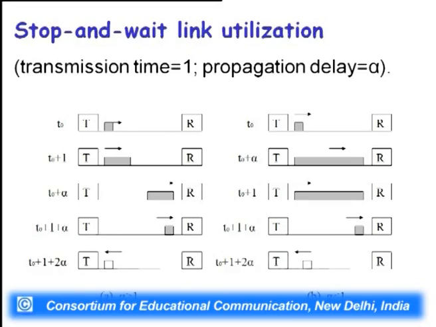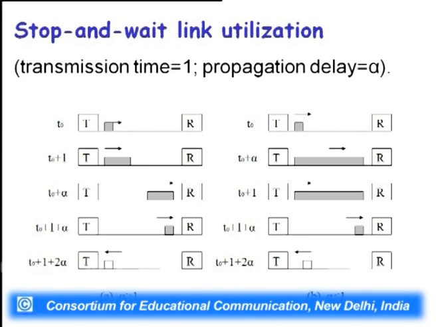So, if you have a frame consisting of 100 bits, how much time does it take to put all 100 bits on the transmission medium? That is my transmission time. So, the transmission time of a frame is considered to be 1, and alpha is the propagation delay. There are two situations. Situation A, the transmission time is larger than the propagation delay, and situation B, the propagation delay is larger than the transmission time.